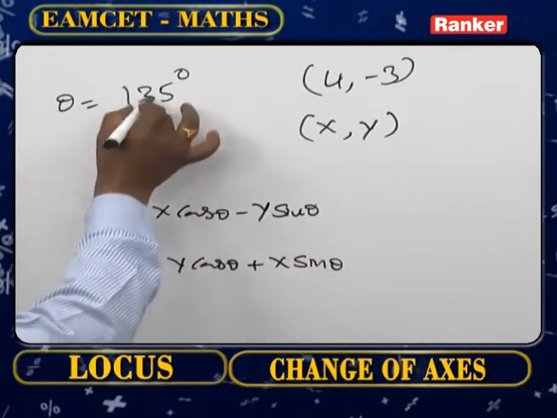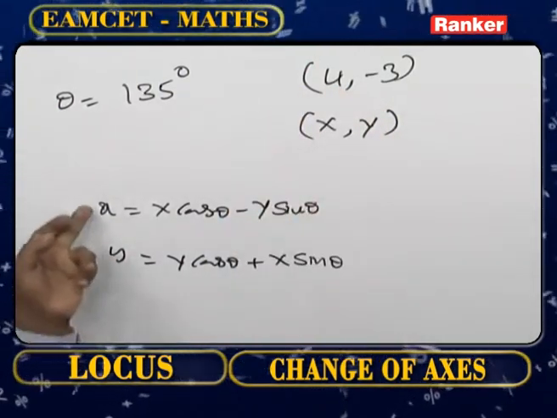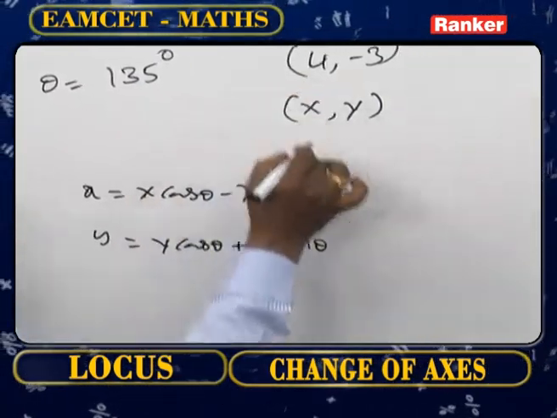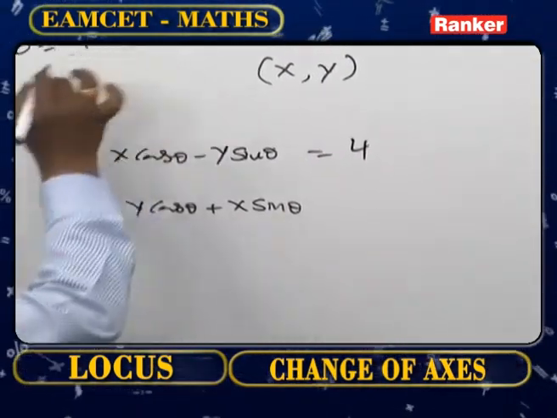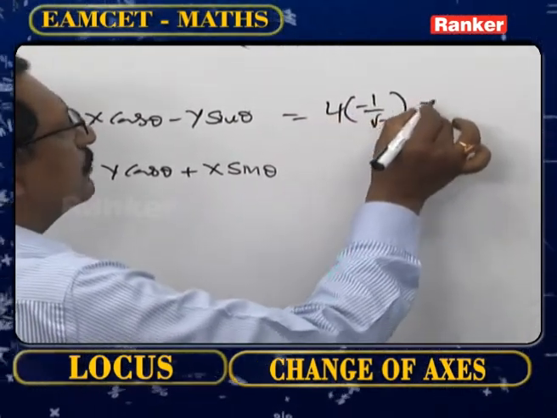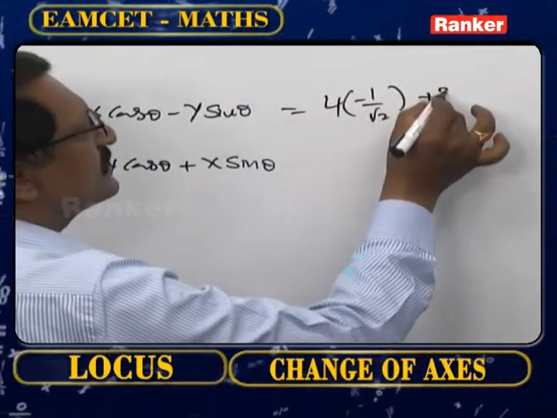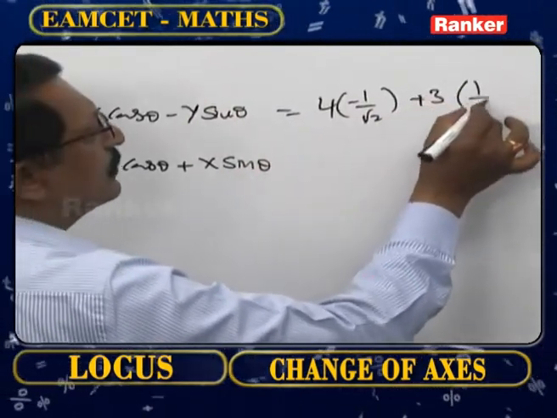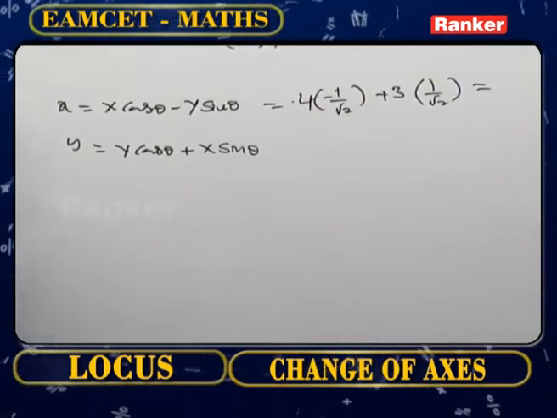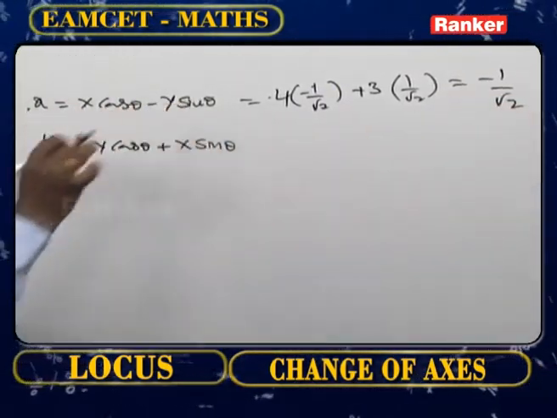Given theta equals 135 degrees and the new point (4, -3), we need the original point (x, y). Here X equals 4 into cos 135 degrees, and cos 135 equals minus 1 by root 2, minus Y, where Y equals minus 3, so minus of minus gives plus 3 into sin 135, which is 1 by root 2. That equals minus 4 by root 2 plus 3 by root 2, so the value of x is minus 1 by root 2.